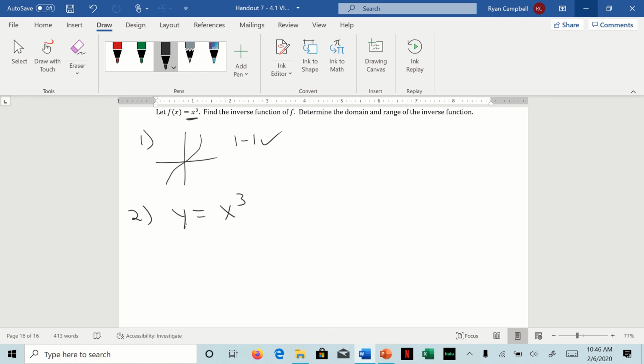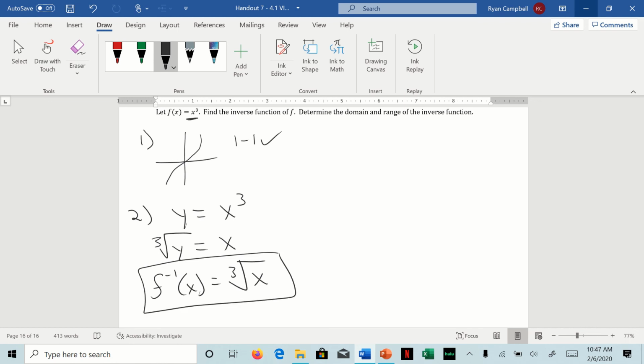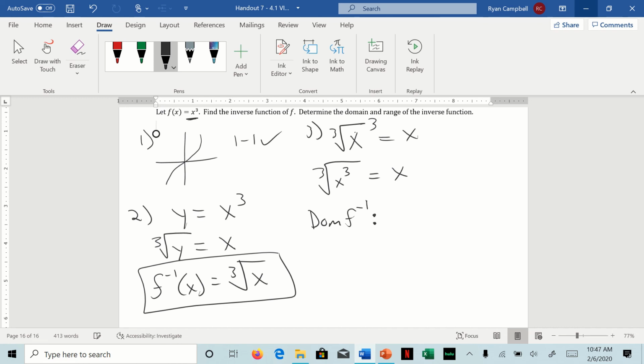So how do you do this one? Well, just like if it's a square, you take the square root, since it's cubed, you take the cube root. So we have the inverse function of x cubed is the cube root of x. That's super easy to verify. The cube root of x cubed is x, and the cube of the cube root of x is x. They cancel both ways.